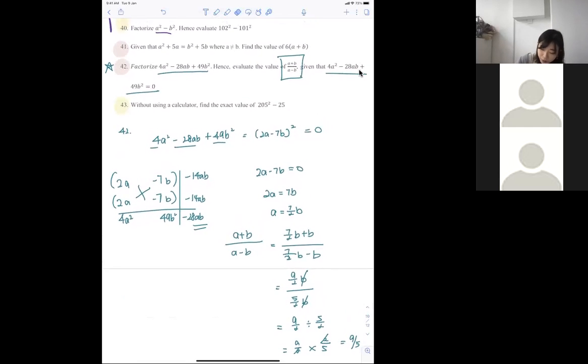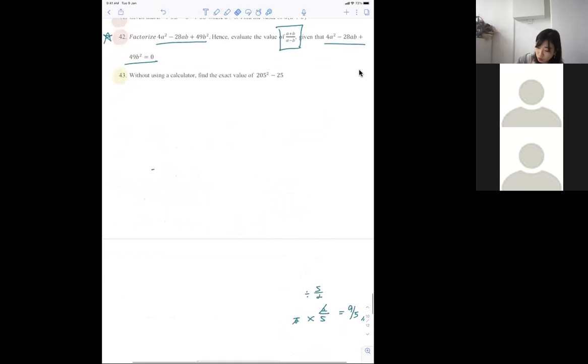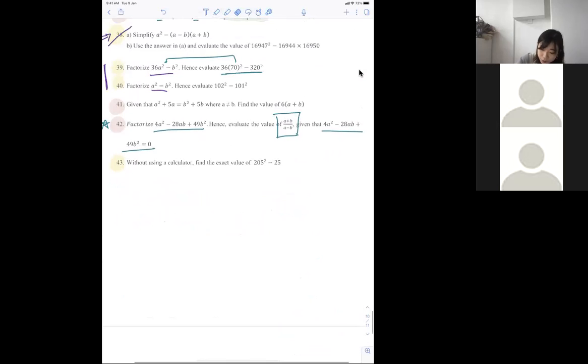Okay, 41. Okay, 41 is another star question. So they want you to find the value of 6a plus b. This is the only information they give you. So instead of finding 6a plus b, I try to find a plus b first. Okay, copy what they give you.